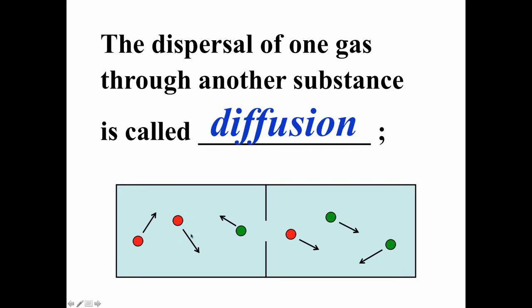So the concentration of gas molecules on this side and on that side would be the same. As you might suspect, the higher the temperature of the gas and/or the higher the speed of the gas molecules, the faster they're going to diffuse from one side to another.